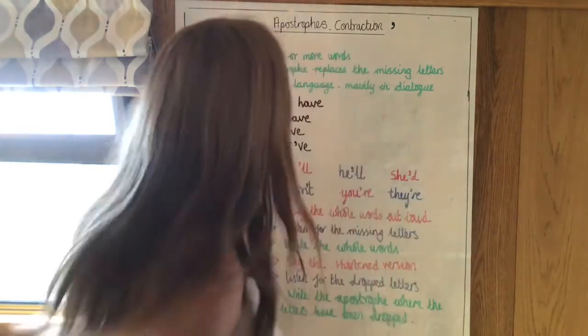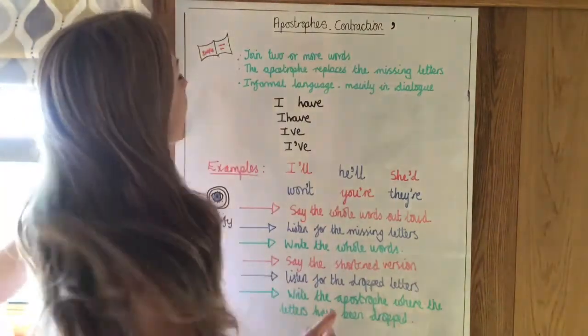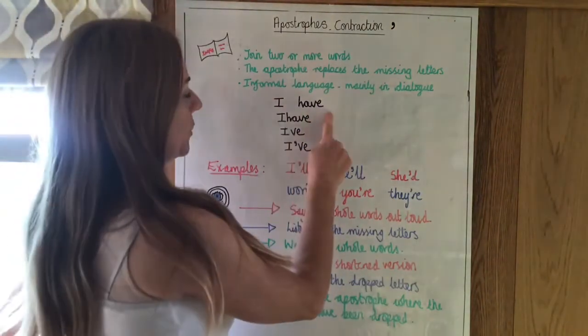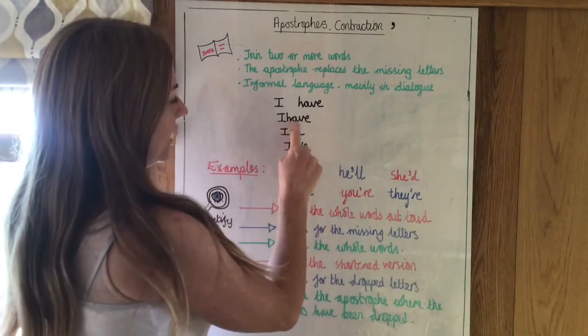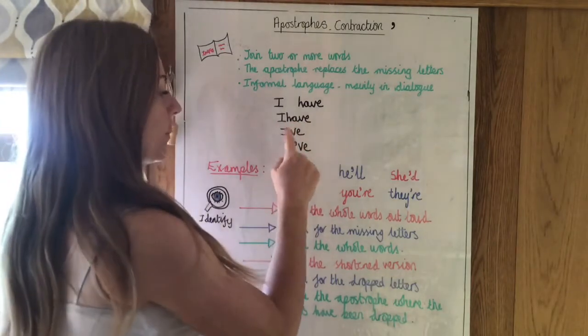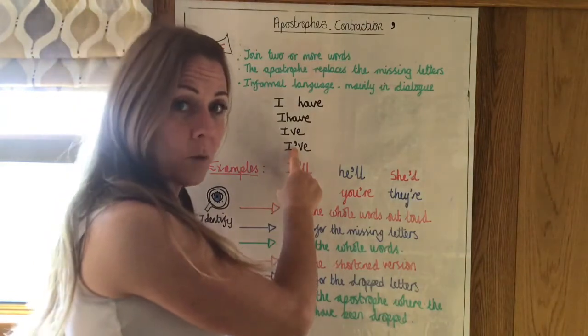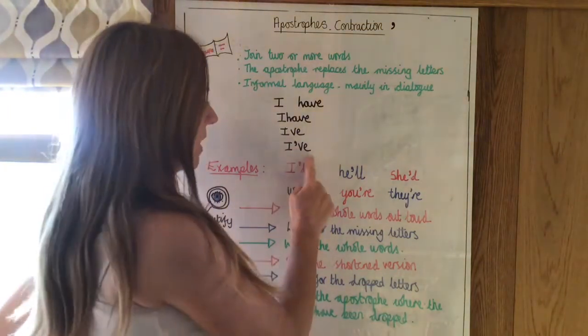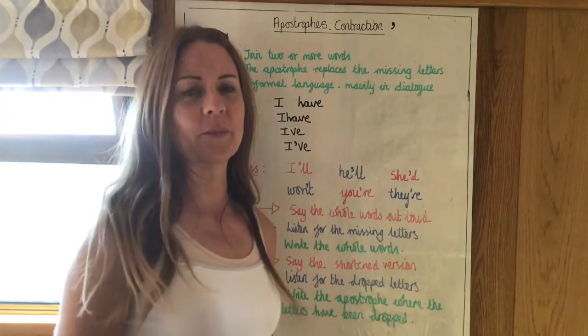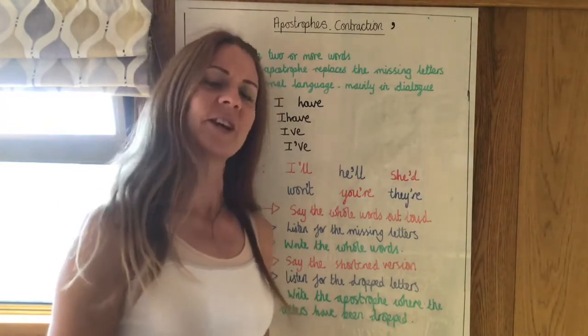So let's have a look. Here we go. Take two words like I and have, put the words together, drop the letters H and A, and then you're being clever. An apostrophe then comes along where once lived H and A. Now two words they have become one, it's easier to say. I've. An apostrophe goes at the top.